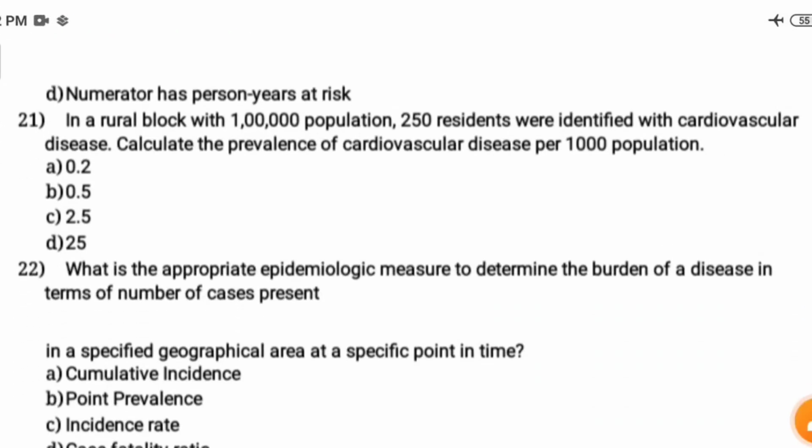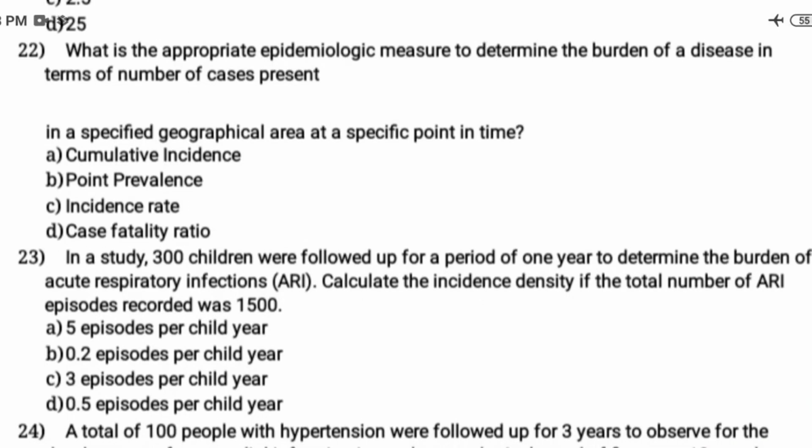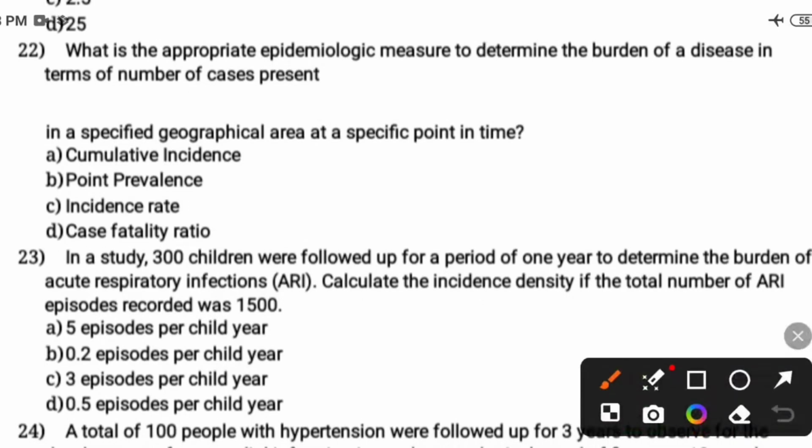Okay. In a rural block, 1 lakh population, 250 residents were identified with cardiovascular disease. Calculate the prevalence of cardiovascular disease per 1000 population. Answer is 2.5. In a separate video, I am going to explain how to calculate these numbers. What is the appropriate epidemiologic measure to determine the burden of disease in terms of number of cases present in a specific geographical area at a specific point in time? Cumulative incidence, point prevalence, incidence rate, case fatality ratio.